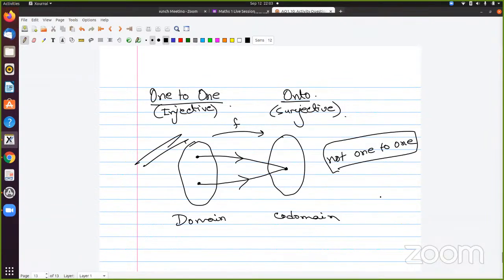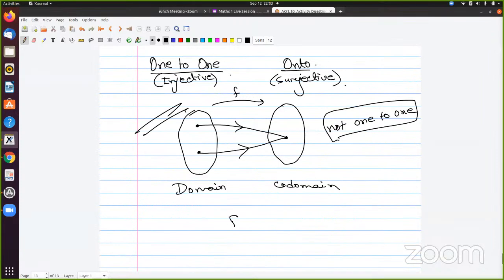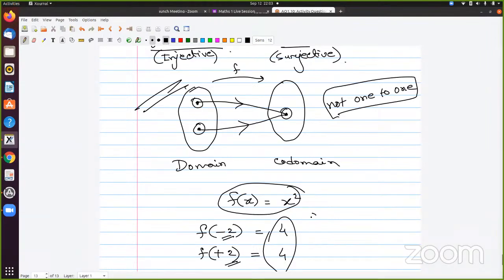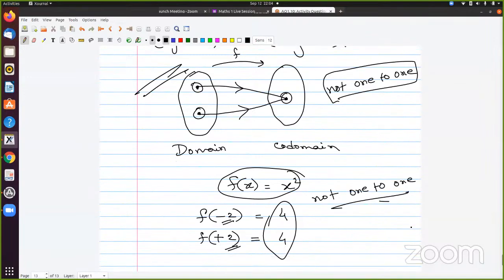Is it clear? Example, f(x) equals x square. If I give you -2, what is my output? 4. Or +2, what is my output? 4. So there are two numbers for which I am getting the same output. So 2 inputs are giving me the same output, so it is not one-to-one. Okay, clear?